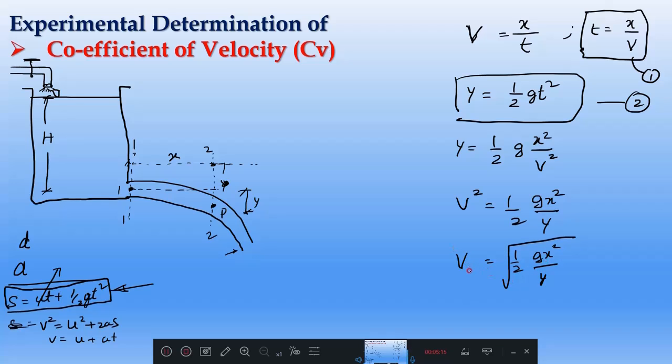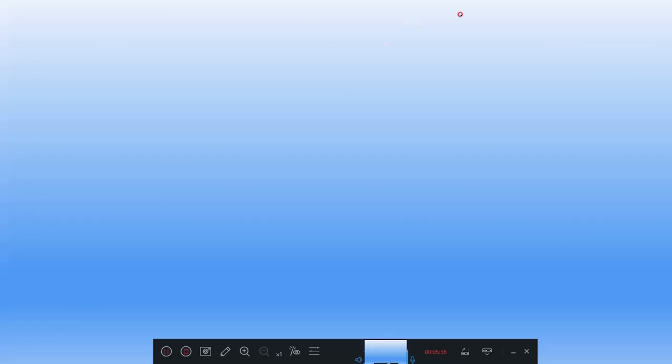This equation I will call the actual equation. Why actual? Because here the particle movement is considered and it is measured actually, therefore you are writing the x and y equations. Therefore this is the actual velocity. Now you got the actual velocity, right? We got an expression for actual velocity equal to root of half g x square by y.